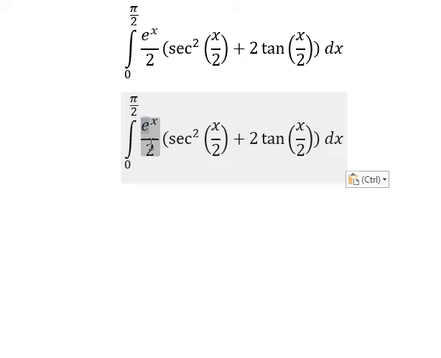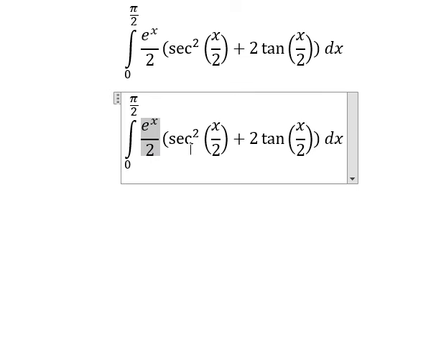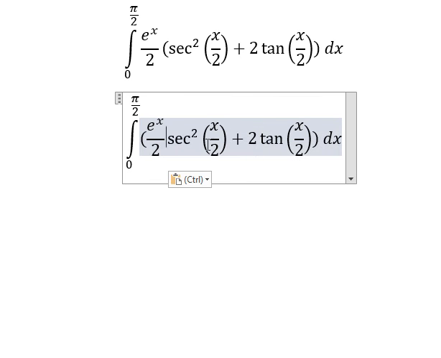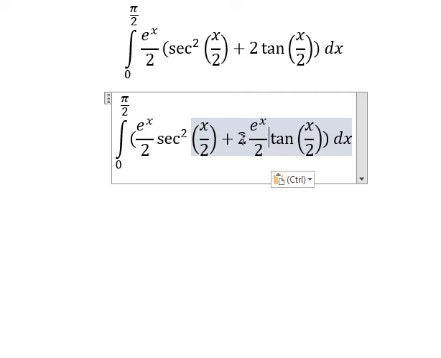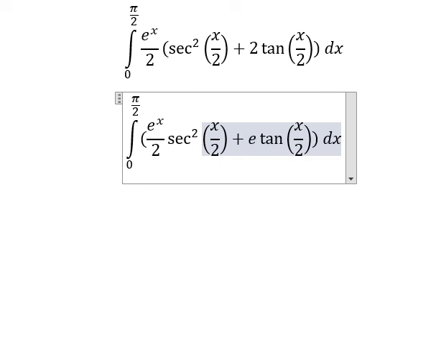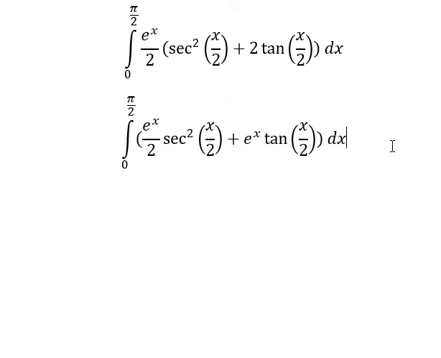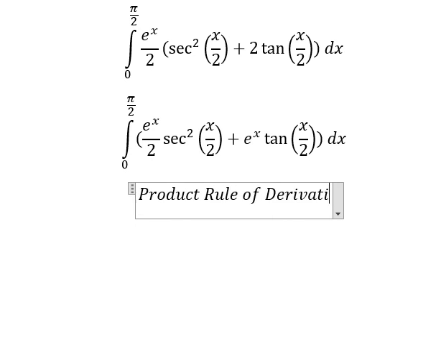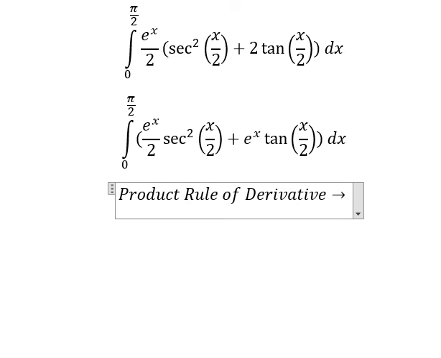So we have e to the power of s over 2 multiplied with this one and this one. So number 2 and number 2 we simplify. Next, we apply the product rule of the derivative. So we have the formula in here.